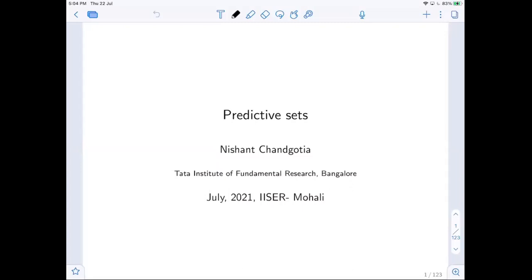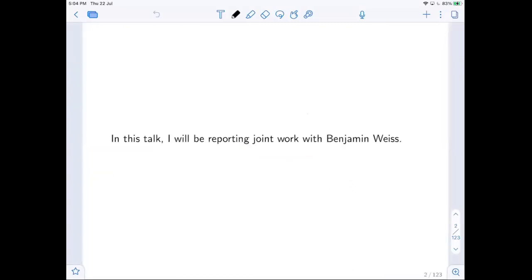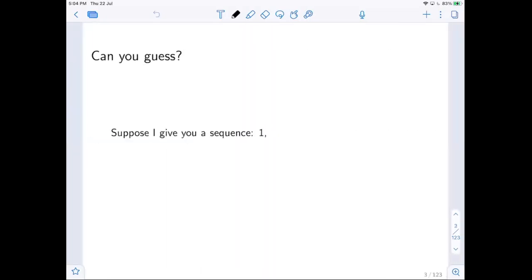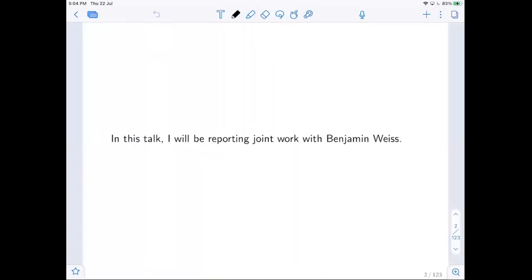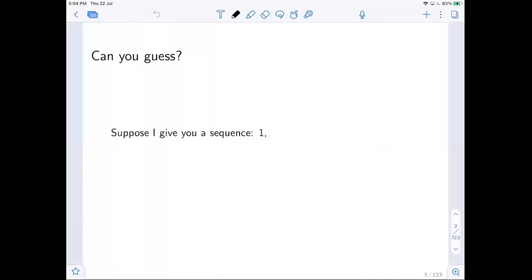Okay, so we'll be talking about predictions, and this is all joint work with Benjamin Weiss, who's at the Hebrew University of Jerusalem. Before we formally describe what I mean by prediction, let's look at a very simple example. Let's look at some very simple examples.